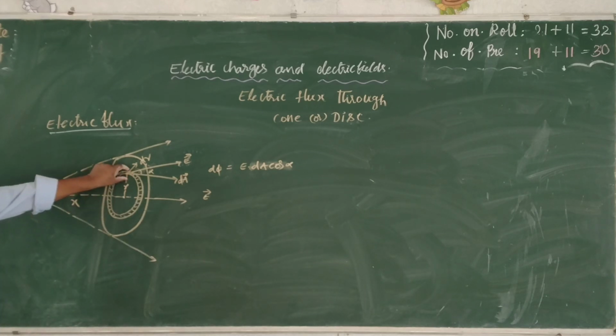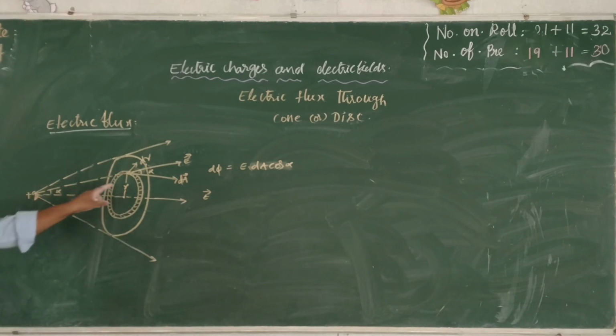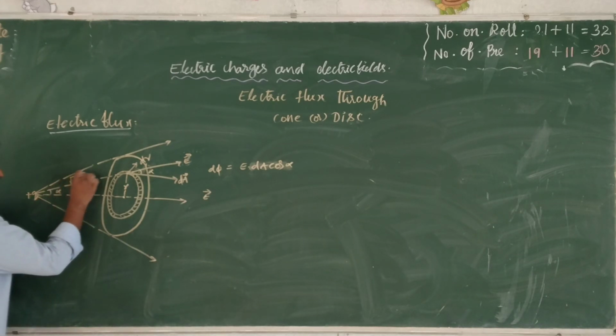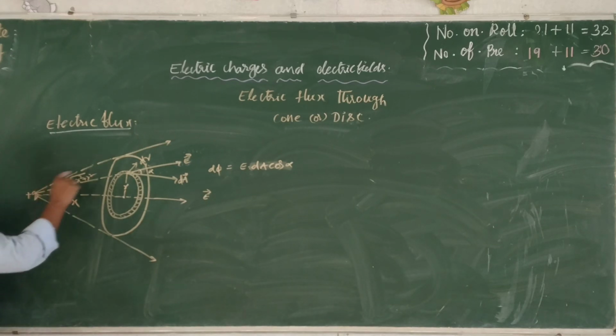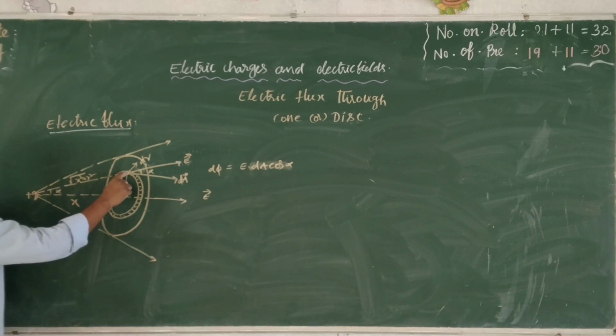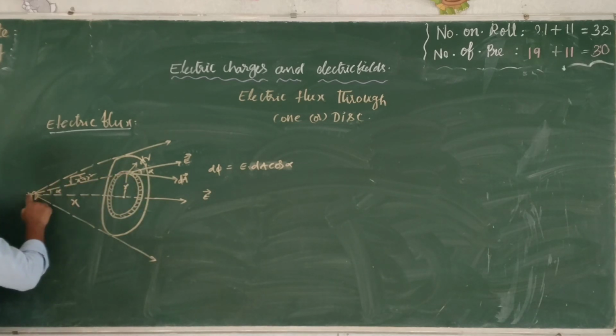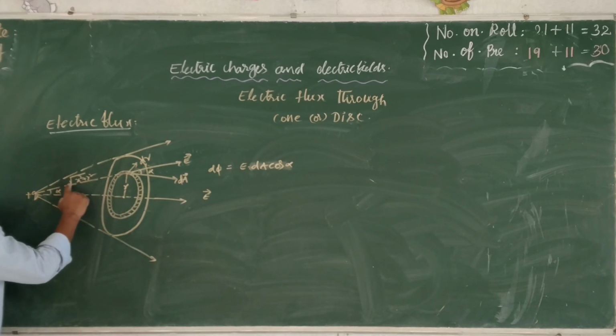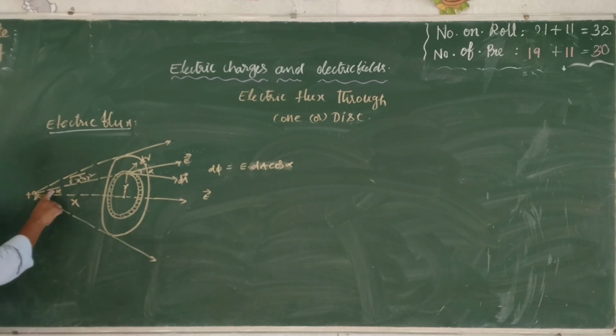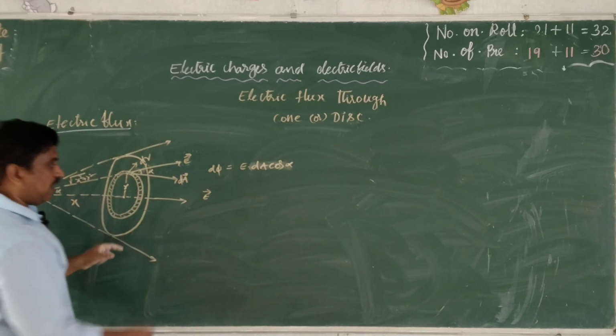The electric field at this ring is due to the plus q at this point. What is the distance? This is x, this is r, so the distance is root of x square plus r square. This is a right angle triangle with sides x and r, and the hypotenuse root of x square plus r square makes angle alpha.